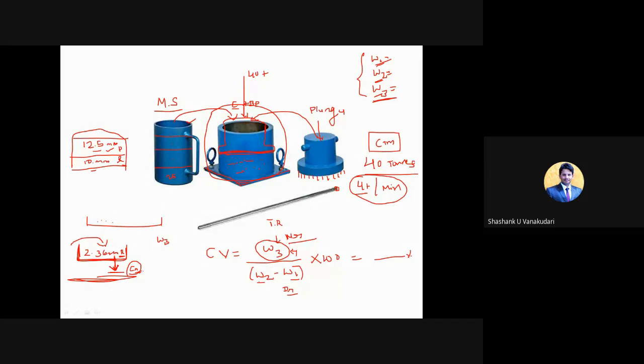That weight is considered as the denominator. In the denominator, what we need to write? The original weight of the aggregate. And then in the numerator, after the test, whatever the crushed part will be there, that one I am going to write in the numerator. So numerator, crushed particles; denominator, original weight of the aggregate.